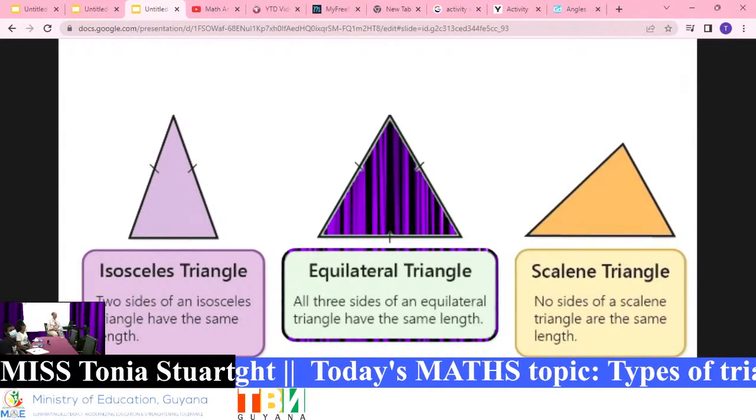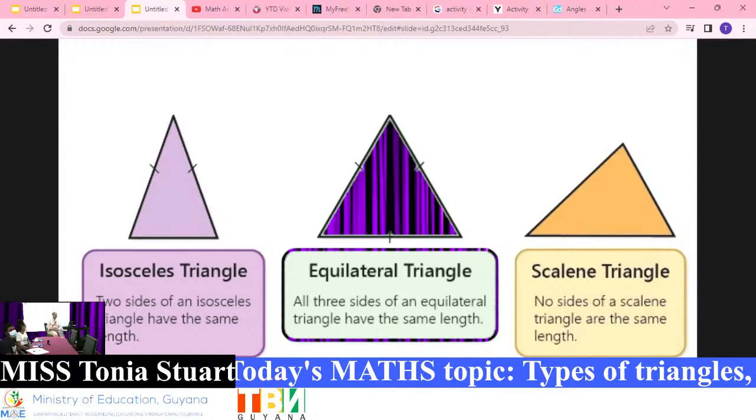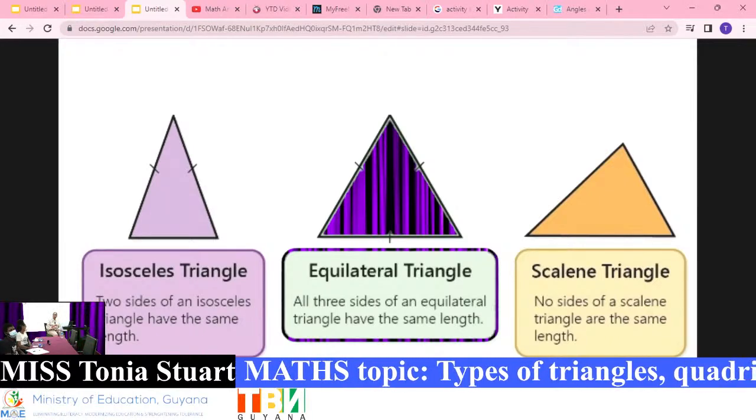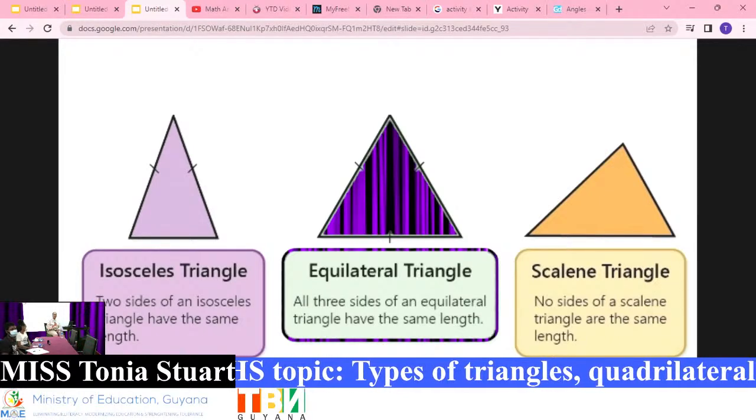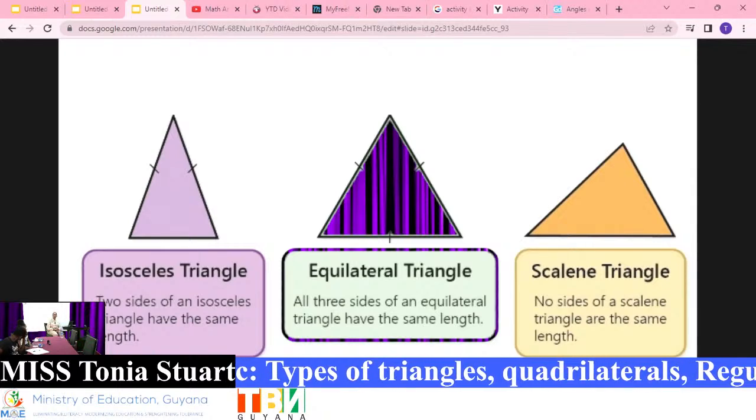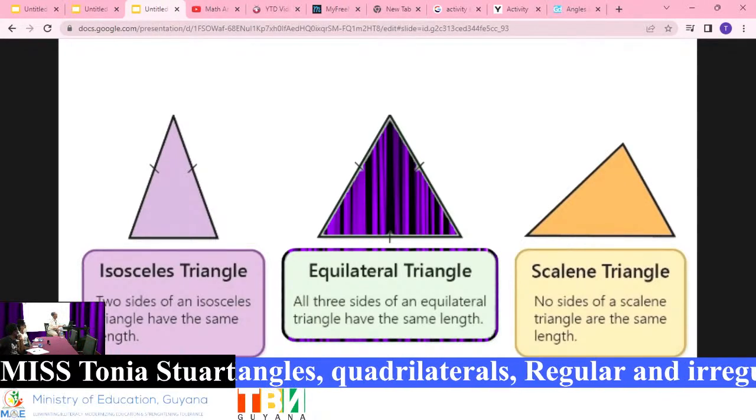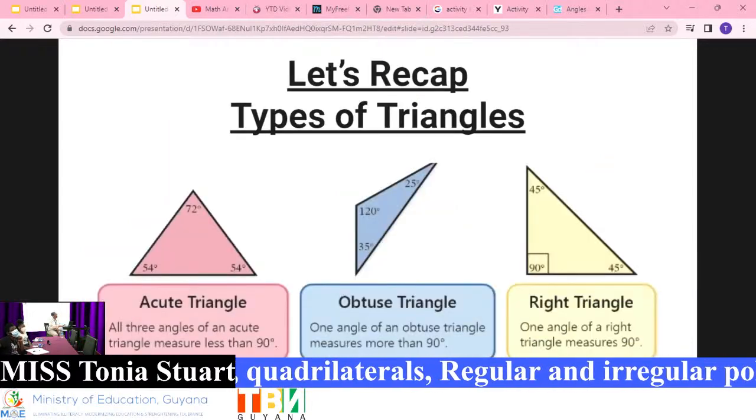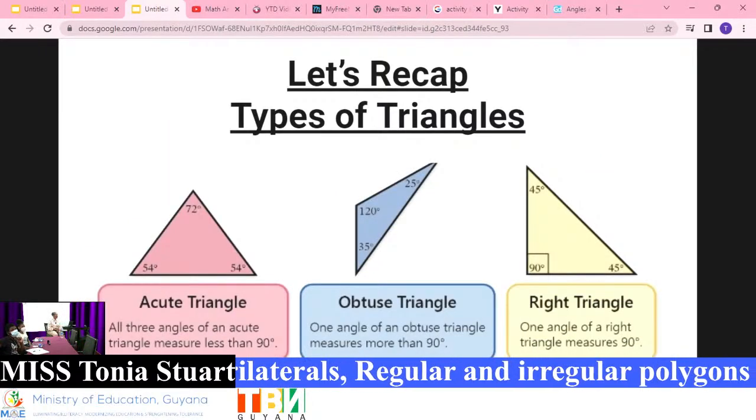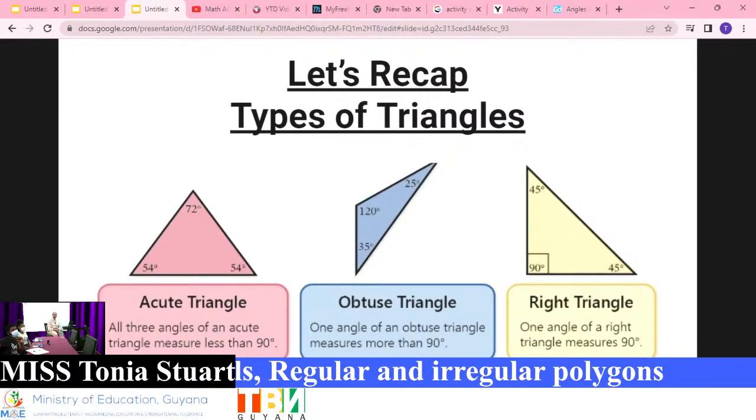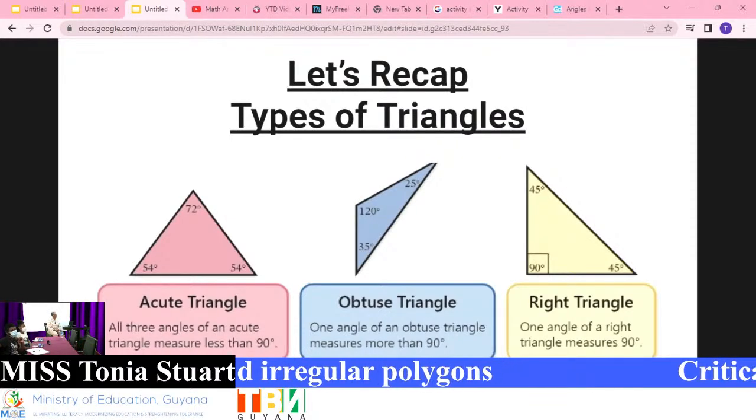Two sides equal, therefore two angles equal. All three sides equal, therefore all three angles are equal. No side equal, therefore no angle would equal. Right? So you must be able to identify. Let's go back to the first three. As I said, they look similar, right? But there might be just a minor difference, but you should be able to identify with them.